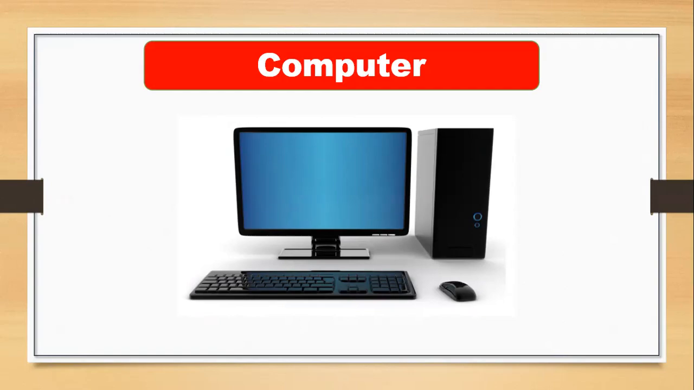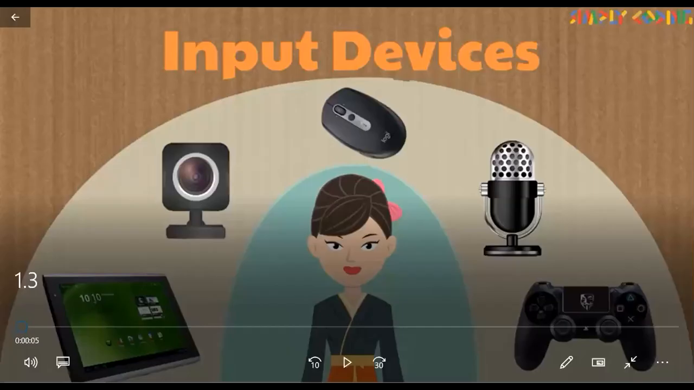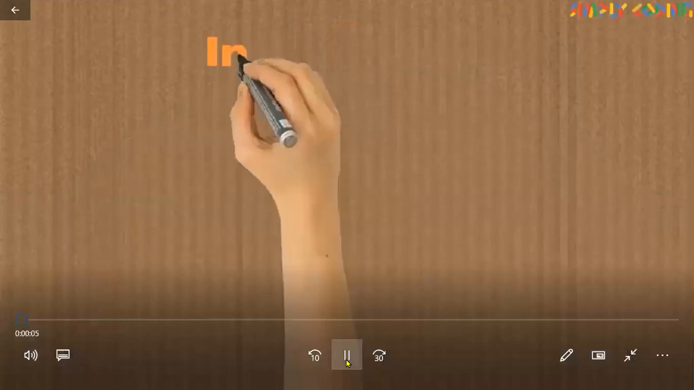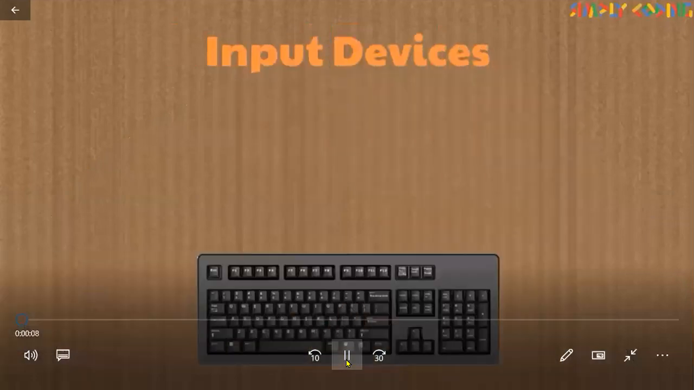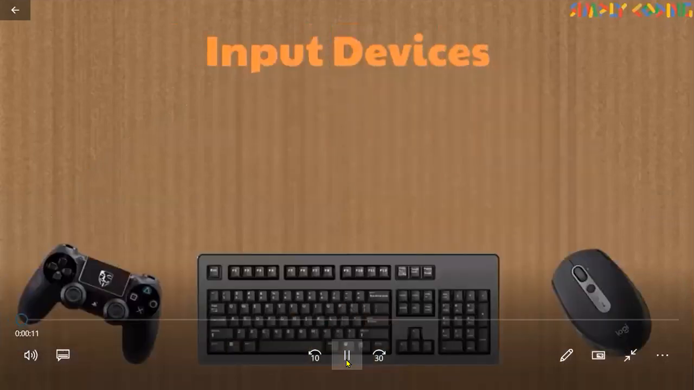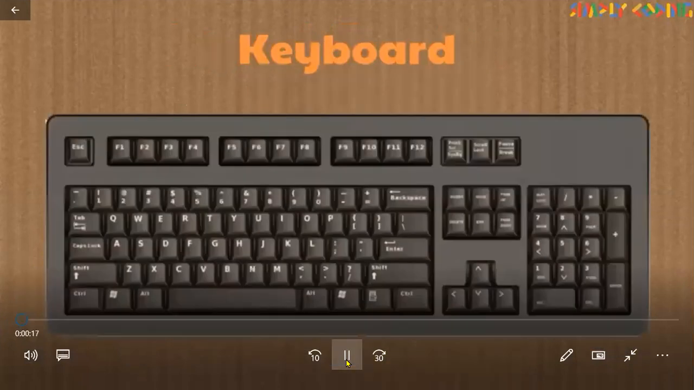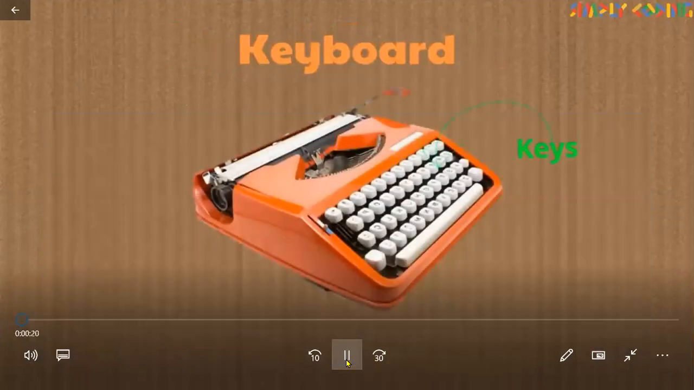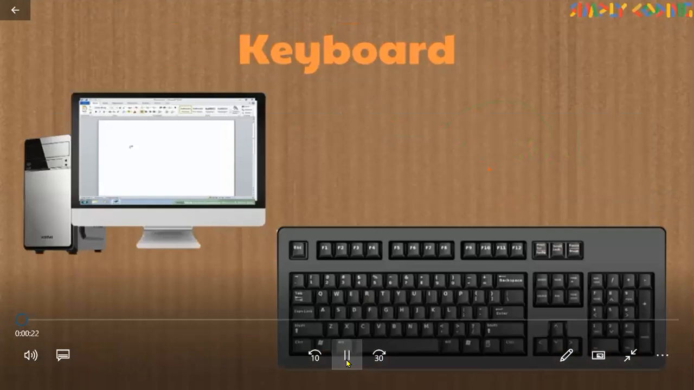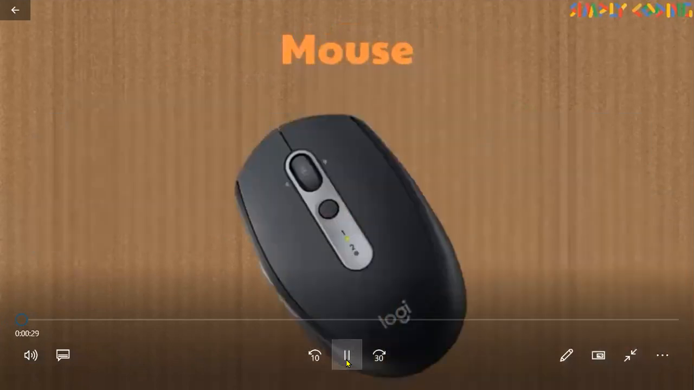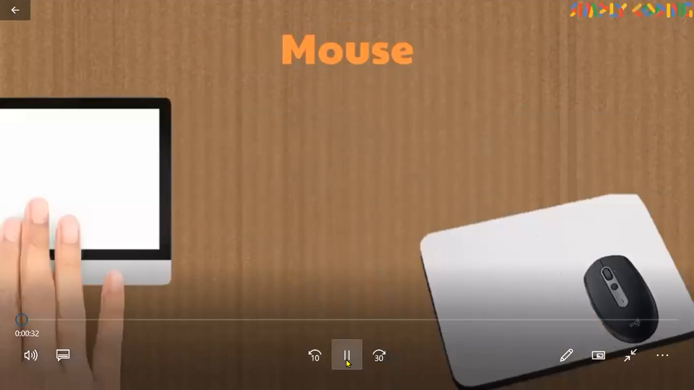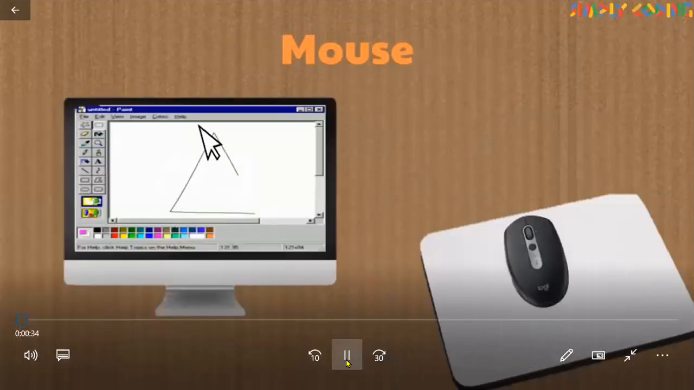Here is the video about input. In a computer, an input device is typically a hardware equipment used to send data and instructions to the computer. Let's look at some common input devices. Keyboard is a typewriter-like device which has keys to send input to the computer. It is used to type in letters, numbers, and commands to the computer. Mouse is the most common pointing device. It is held by hand and is used to control the cursor or pointer on the monitor.